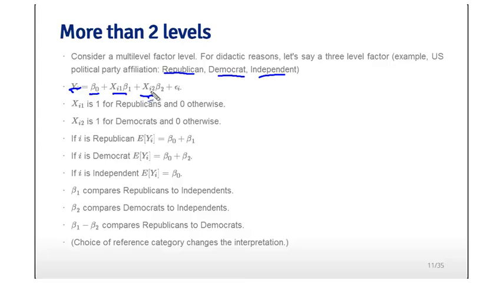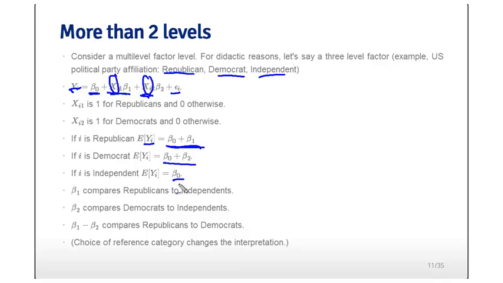Then let's look at what happens. Then the expected response for Republicans is beta naught plus beta 1, because beta naught is always there. xi1 is 1 when the person is a Republican, so we get a beta 1. This guy's 0, and this guy's expectation is 0. So we get that for Republicans. Similarly, we get that for Democrats. And then for Independents, both this guy and that guy are 0, so we get beta naught.